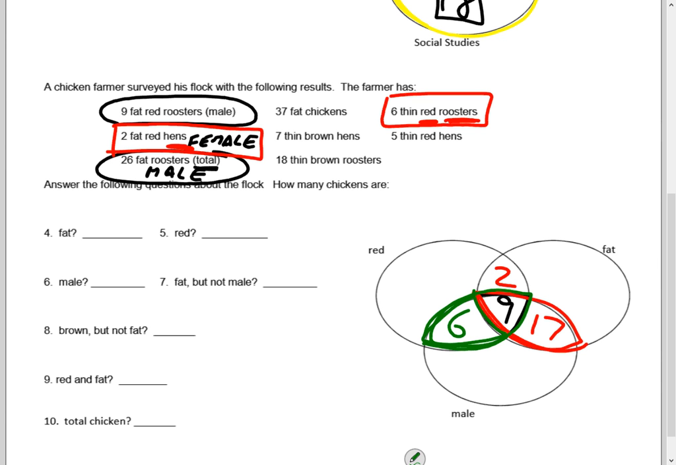How about we now look at this? I'm looking at the fat chickens now because I filled in every other component of the fat section. There's only one section left. Jessica?